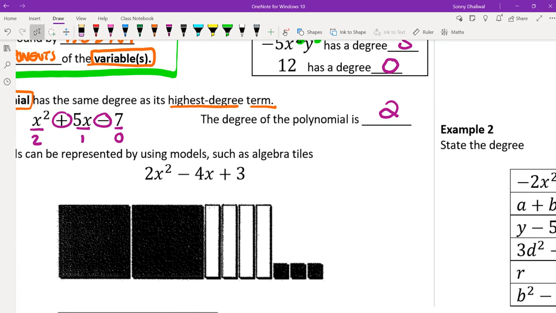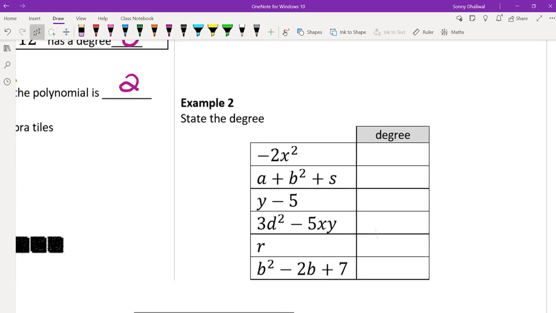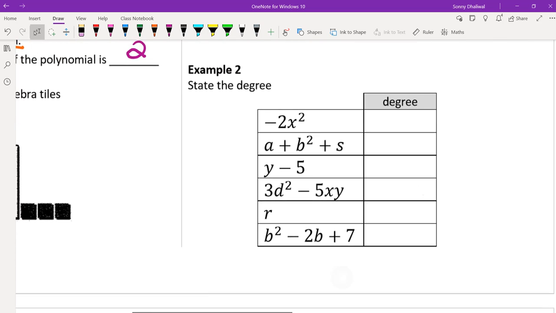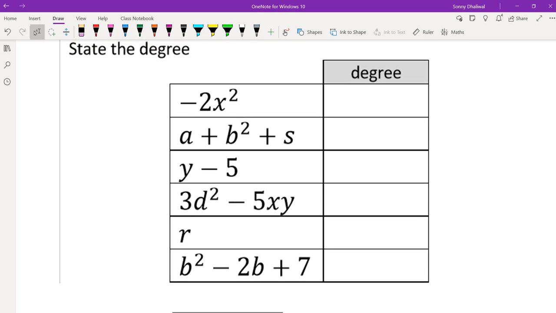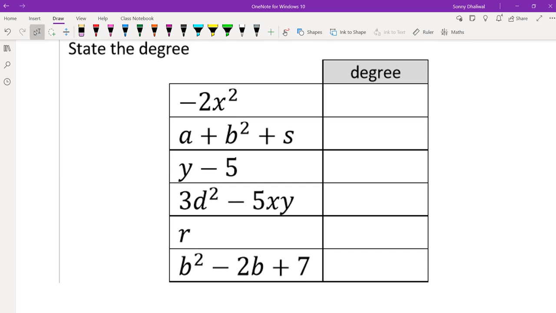Okay. So let's do some more practice. All right. What's the degree? We only have one term here. What's the degree of this polynomial? 2. It's the same as the term. Okay, now how many terms do we see here? We have 1, 2, 3 terms.